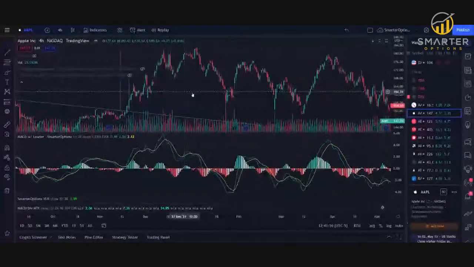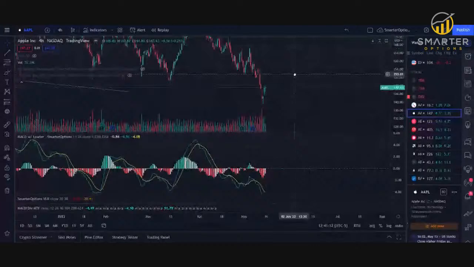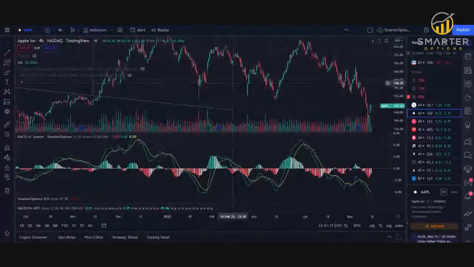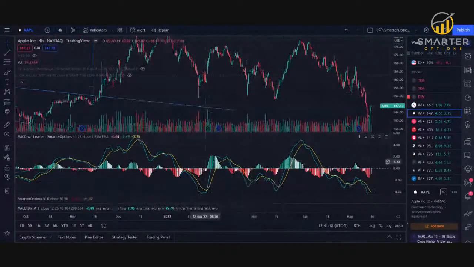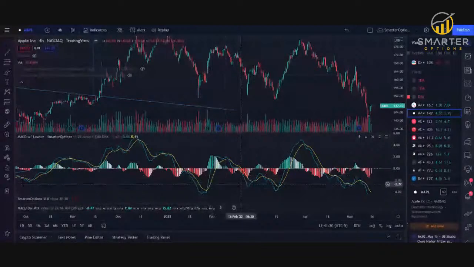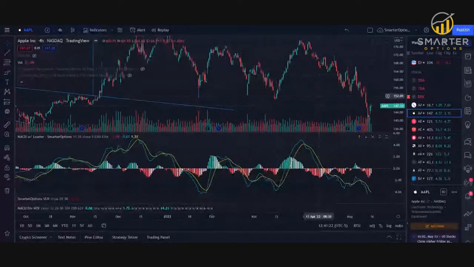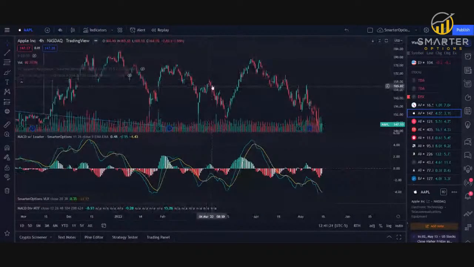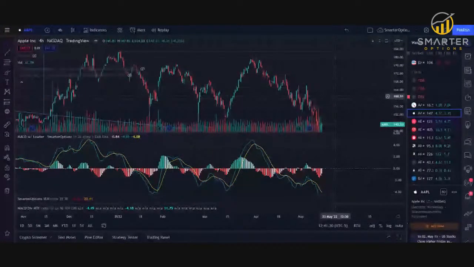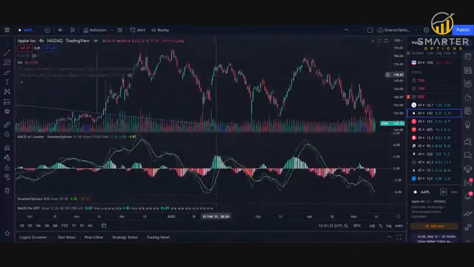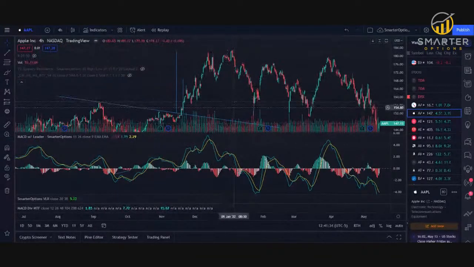So that is an example of divergence. Here we're getting lower lows, lower lows. That's not a divergence. That's just playing out correctly. Here we had a lower high and then a higher high. Those line up. That's not a divergence. We need to find where they don't agree.